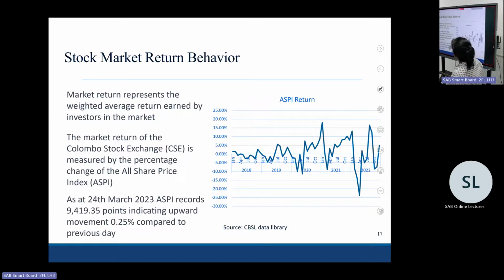Now look, this is the stock market return behavior. This is the All Share Price Index. I think you all know what it is. What is it?